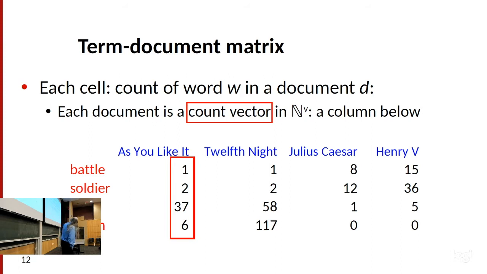When we look at Julius Caesar and Henry V, both of which are tragedies, they would be called action movies if they were made nowadays. We discover that battle and soldier are much more common in those compared to fool and clown. And this tells us something both about the plays with respect to these words, but also about these words, in terms of which of them are more similar.